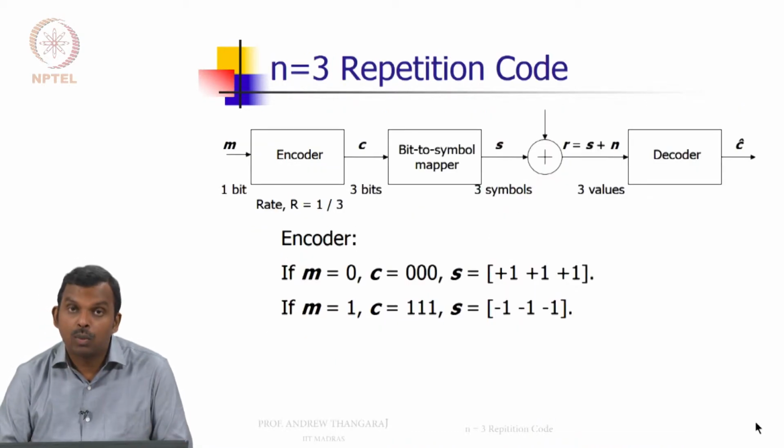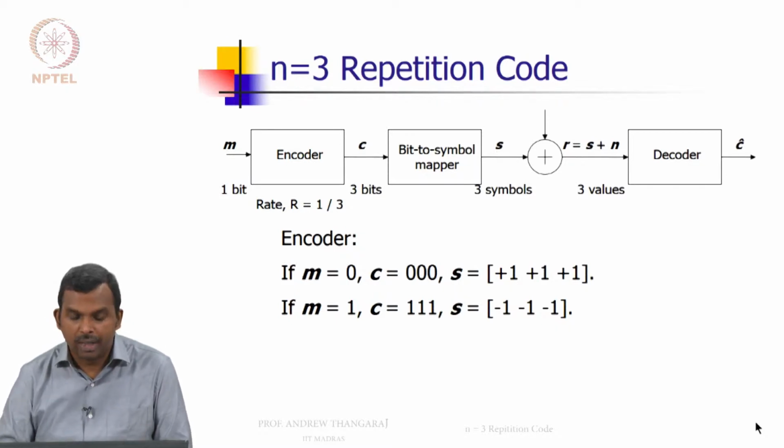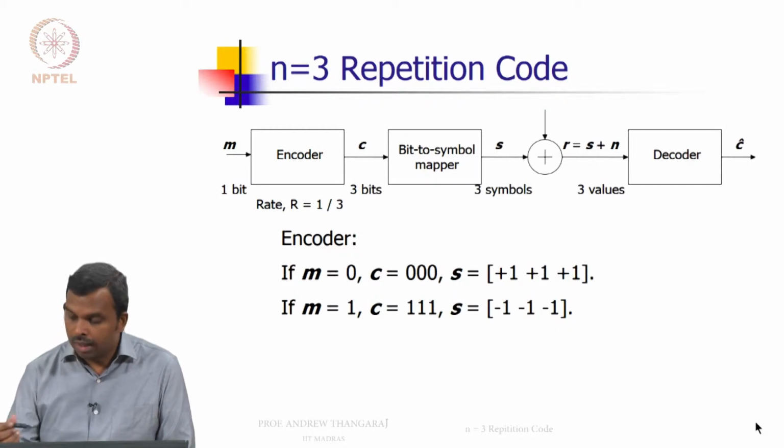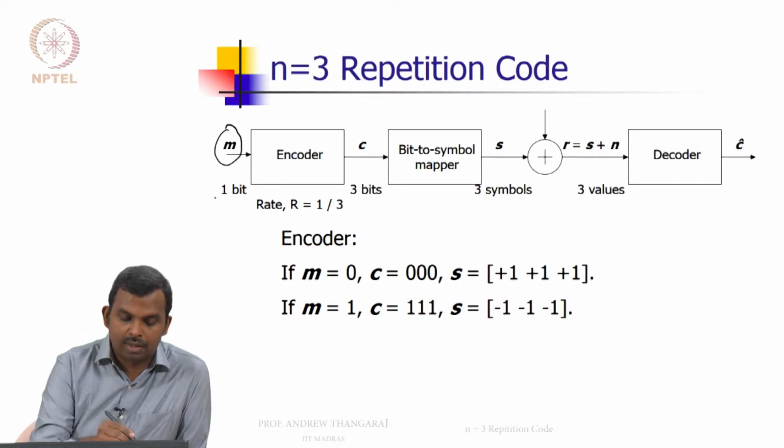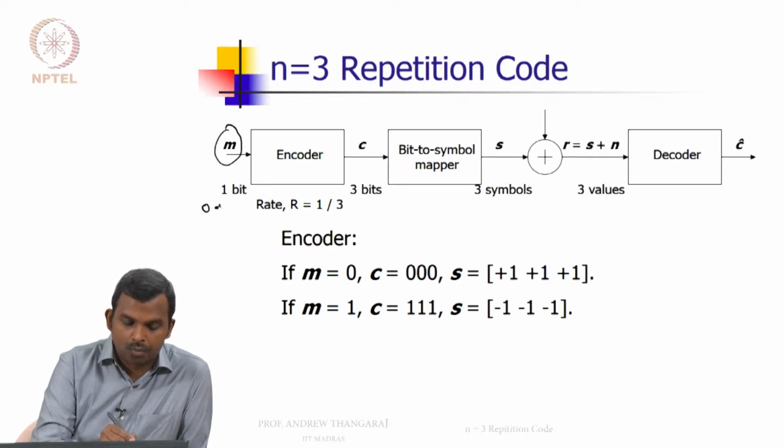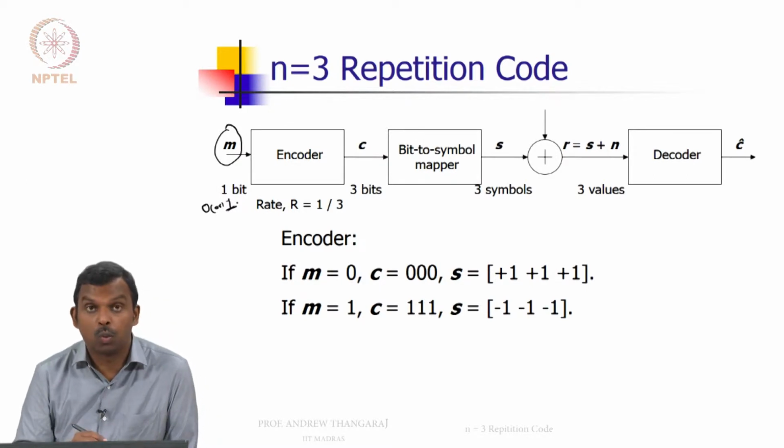It's the n=3 repetition code. It's a very simple code. The description is out there for you to see. We will start with a 1-bit message. So the message is 1 bit long. The message could be 0 or 1, right? So the message is just 0 or 1.